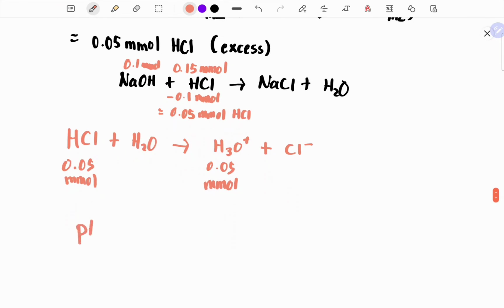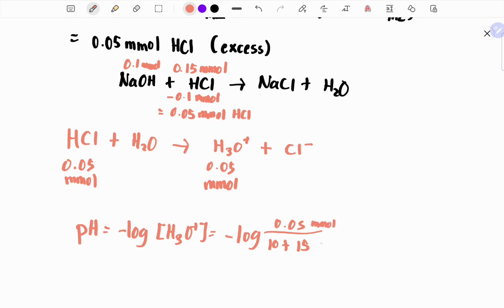Meaning the pH is the negative log of the hydronium ion concentration. So that's negative log 0.05 all over the total volume, which is now 10 ml plus 15 ml. Notice this is millimole per ml, so it's always the molarity. Calculating for that, 0.05 over 25, the pH is 2.70.